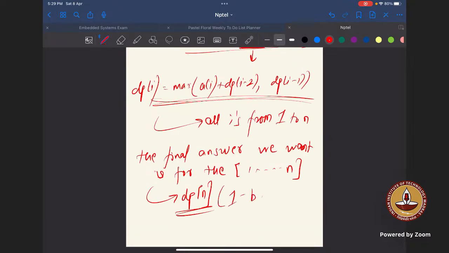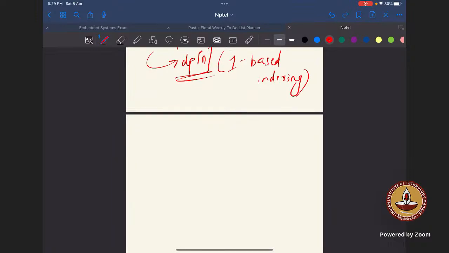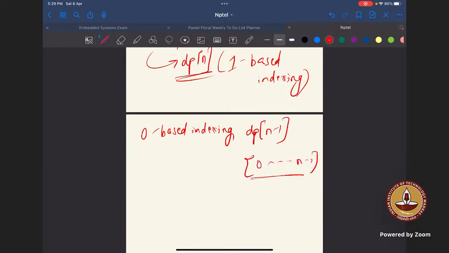considering one based indexing. Okay, and in my code, in my solution, which I will show in just a few minutes, I've considered 0 based indexing. So there the final answer is dp of n minus 1. Okay, because I've considered the array from 0 to n minus 1. So but the logic remains the same. Okay, logic remains the same.